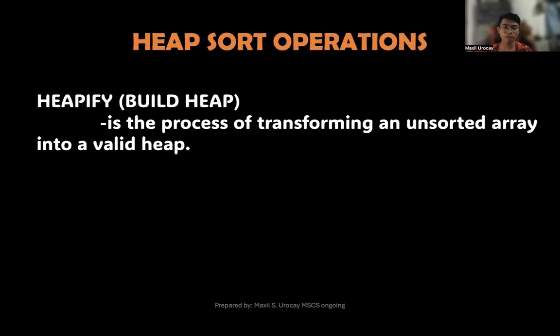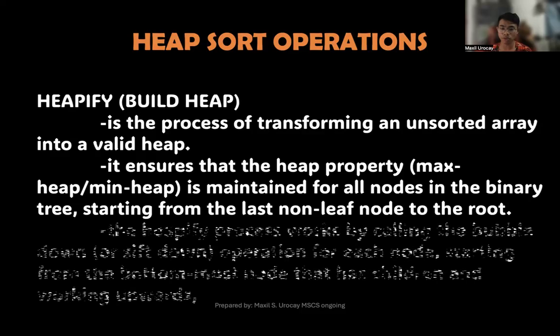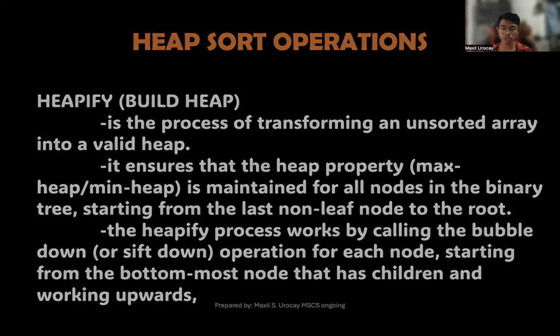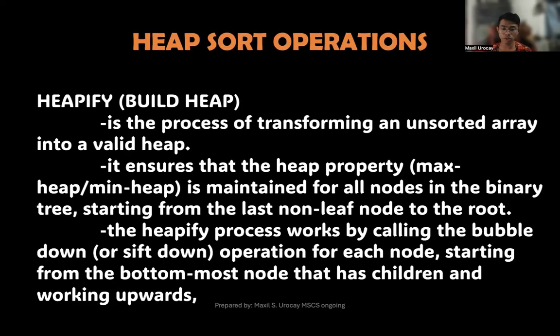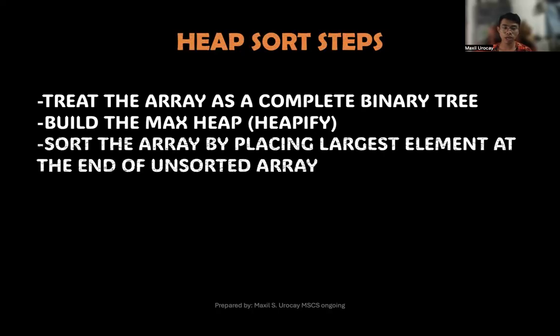So for the heapify, build heap is the process of transforming an unsorted array into a valid heap. And that ensures that the heap property, max or min heap, is maintained for all nodes in the binary tree, starting from the last non-leaf node to the root. So the heapify process works by calling the bubble down or sift down operation for each node, starting from the bottommost node and working upwards. So that's how you will do it. Now the heap sort steps: you have to treat the array as a complete binary tree, then build the max heap. Heapify, then sort the array by placing the largest element at the end of the sorted array. That's basically the few steps.